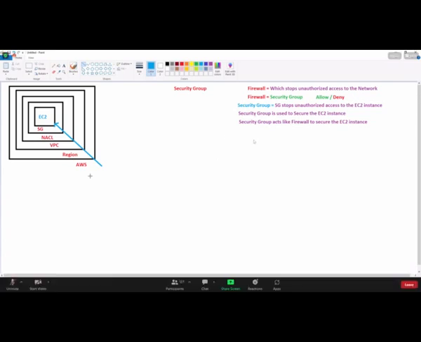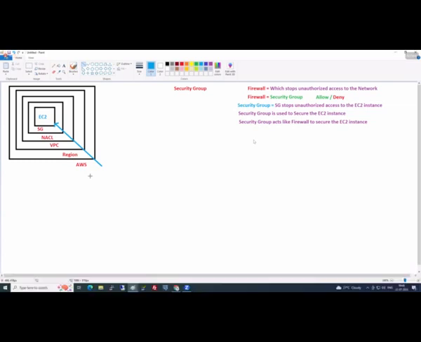So by default, everything is denied, no? Okay, now I'll put it in a realistic scenario here. So let's say I have the EC2 instance. This is an EC2 instance.